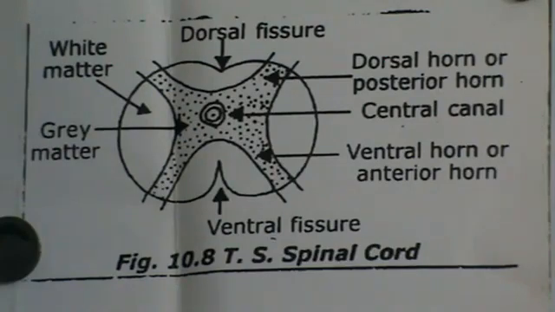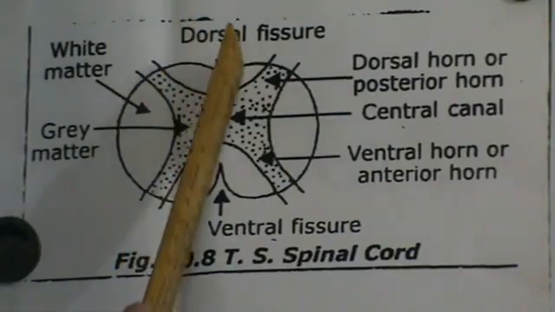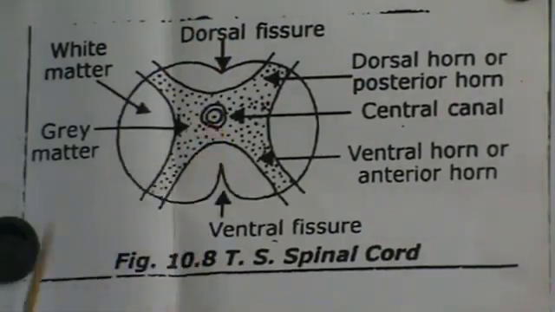Now the TS of spinal cord is slightly dorso-ventrally flattened with dorsal and ventral fissure. This is the dorsal fissure, this is the ventral fissure. The dorsal fissure is not that deep, you have a very deep ventral fissure. Fine. The ventral fissure is deeper than the dorsal one.